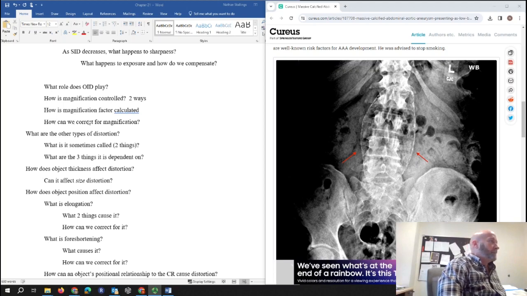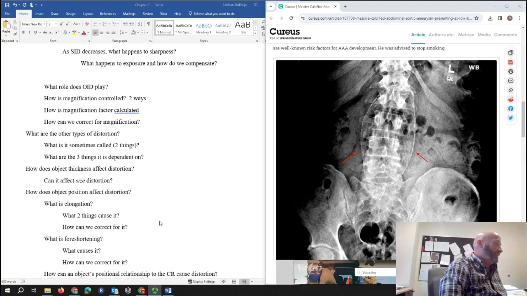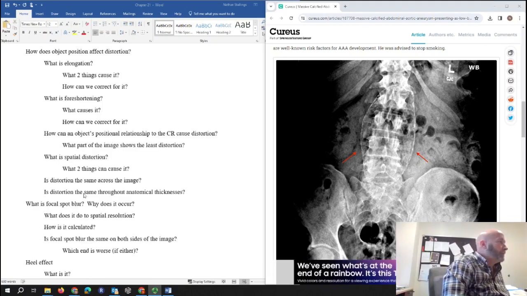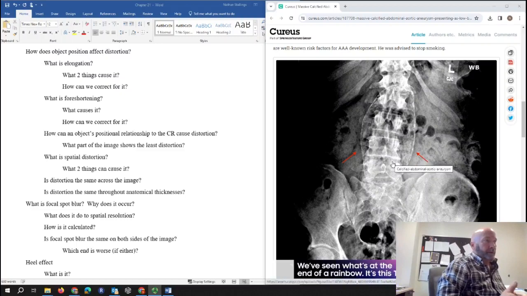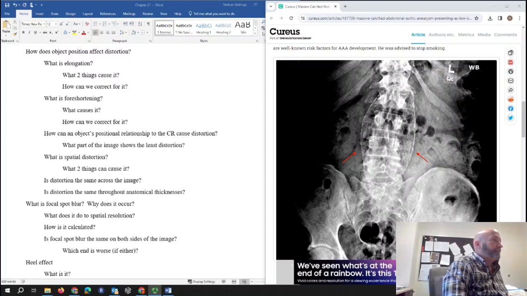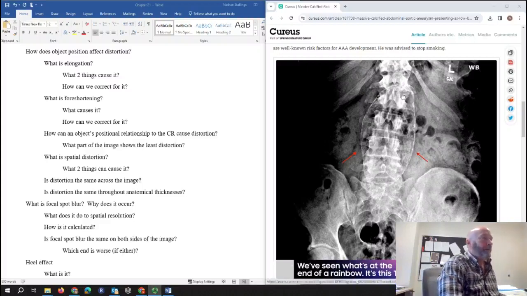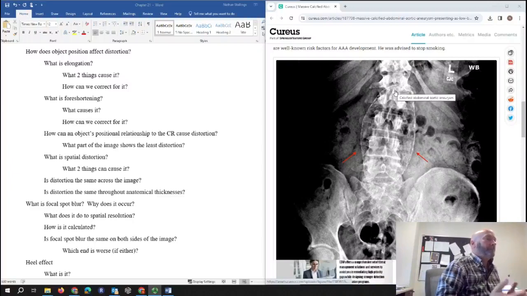So where we were when I clicked that was spatial distortion. Spatial distortion is caused by the thickness of the patient, the object, and also the depth within the object, but also the divergent central ray or angulation. So where I was going before I clicked stop instead of pause was where I've seen the perception of magnification be an issue.